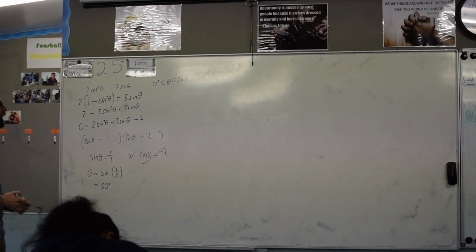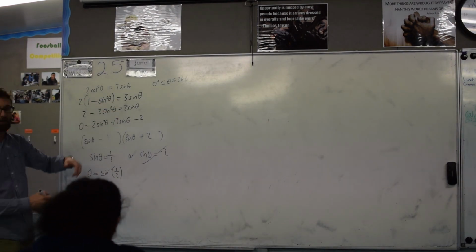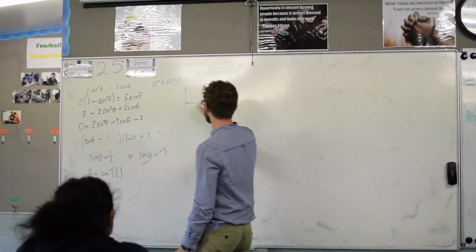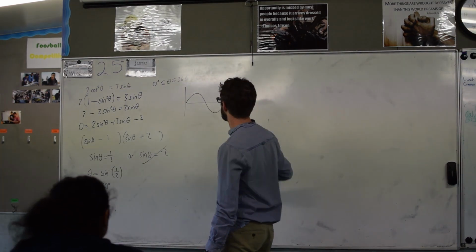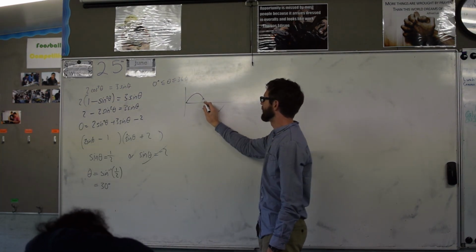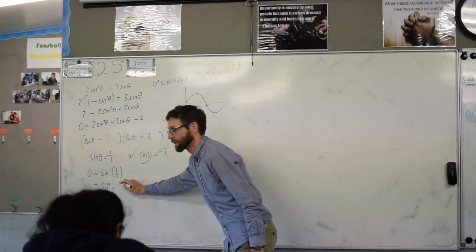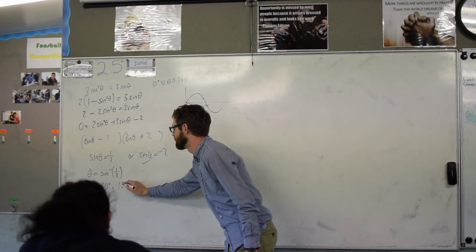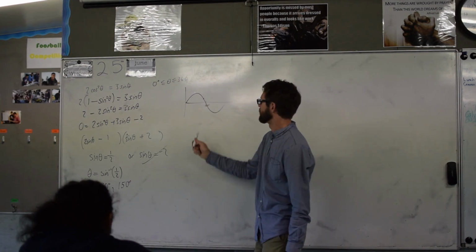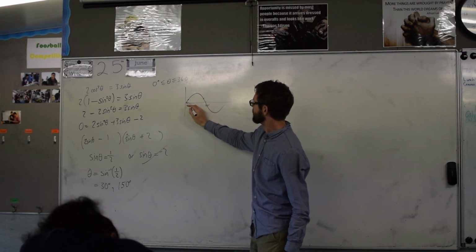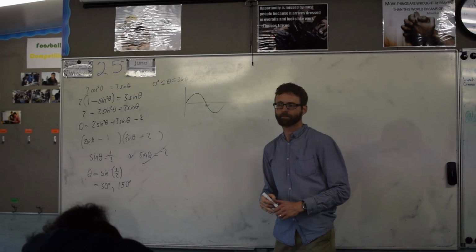30 degrees. Okay, now we're doing between 0 and 360, so we just quickly sketch our graph. Goes something like this, isn't it? We've got another one here, just before 180. So it will be 30 and 150 using symmetry. This one's 30 here, so this one will be 30 back.